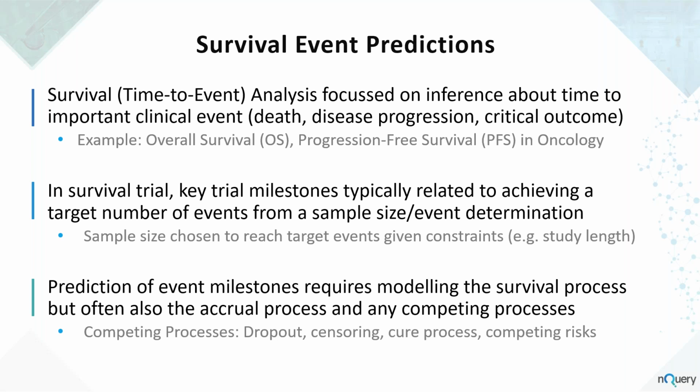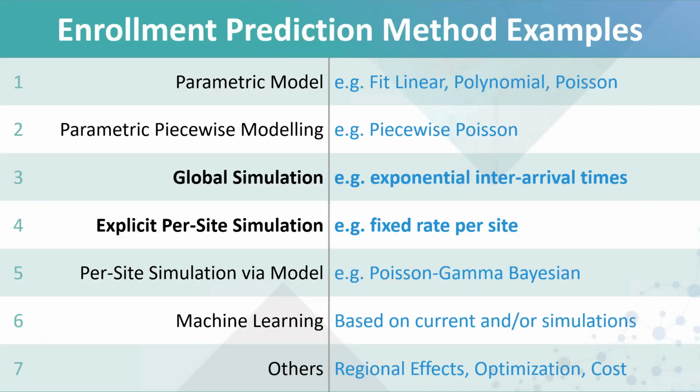I think the big thing that brings in is that if we're talking about an event milestone, then we're not only going to need to model the survival process by generating from an exponential distribution or Weibull distribution or similar, or from other Cox regression type models as well. We also will often need to look at doing the accrual, the enrollment process, and perhaps many other competing processes as well. So if we're talking about the accrual or enrollment process, that's really just bringing us right back to this, right?